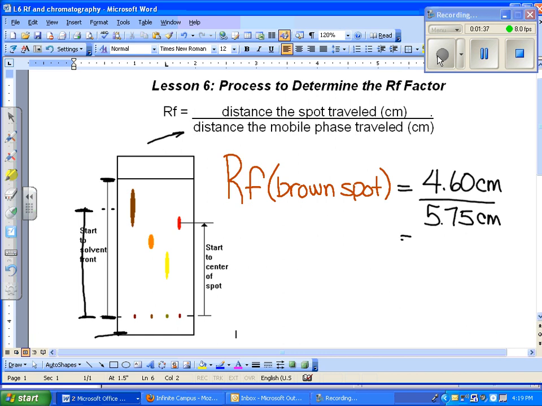So when you divide those, what you come out to get is 0.800 as an RF factor. Notice you've got 3 sig figs on both of your measurements, and so you need to add the extra 2 zeros at the end, which are significant.